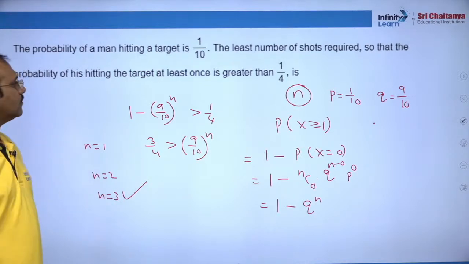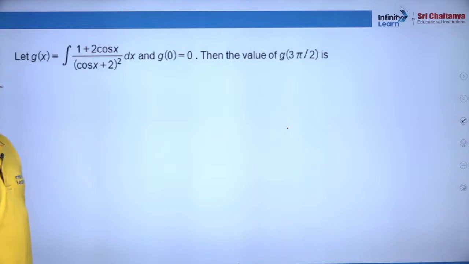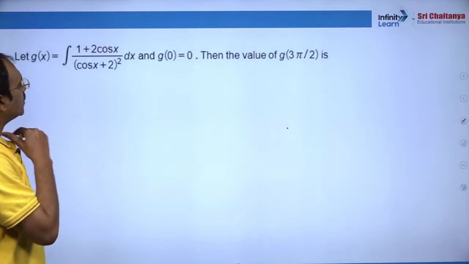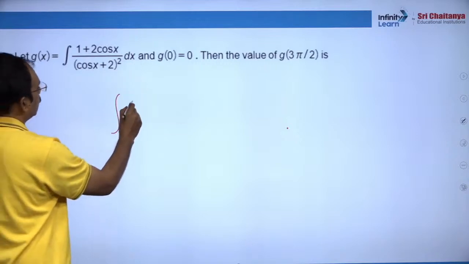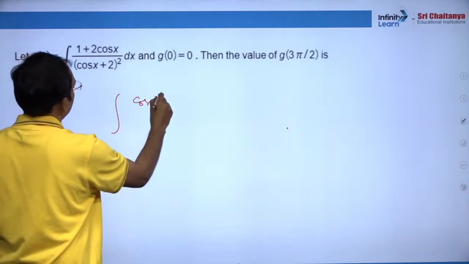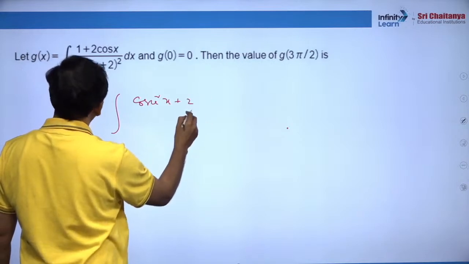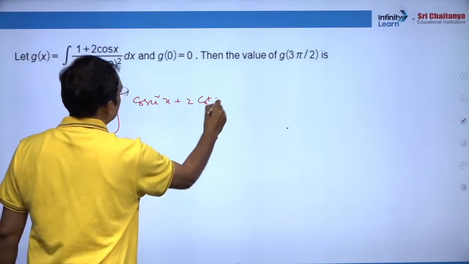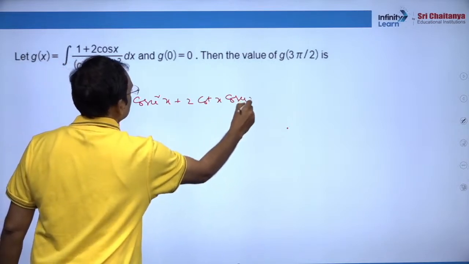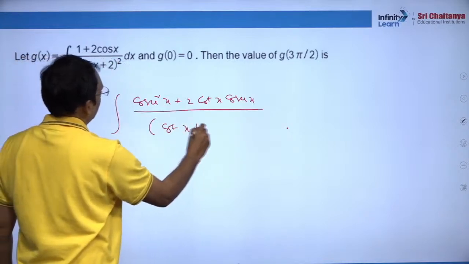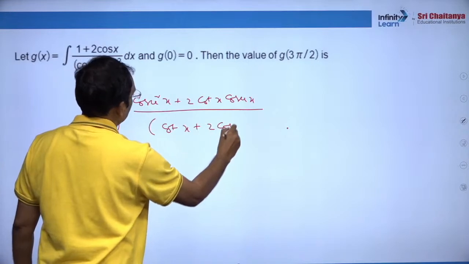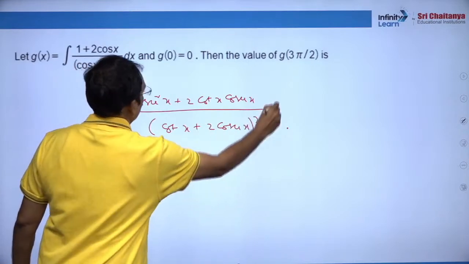Next, friends, this is another integral. You can just divide by sine square x, so that this becomes cosecant square x plus 2 cot x into cosecant x, by, this becomes (cot x plus 2 cosecant x) whole square dx.